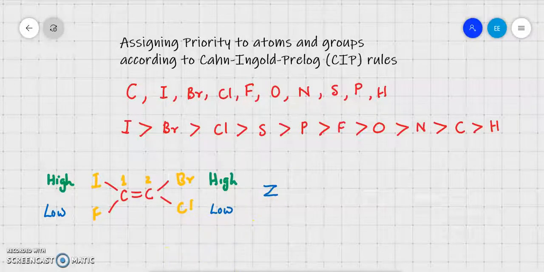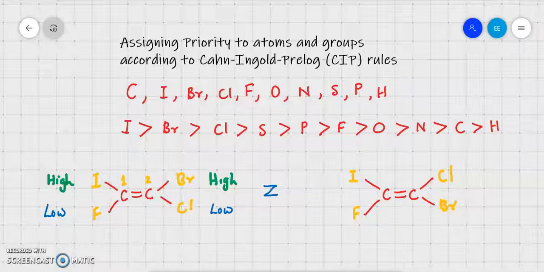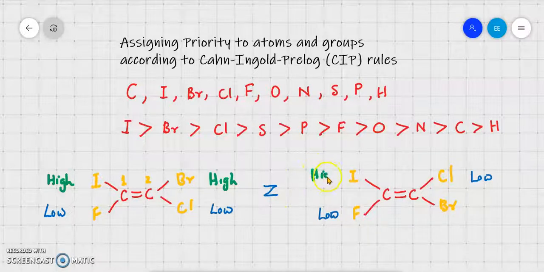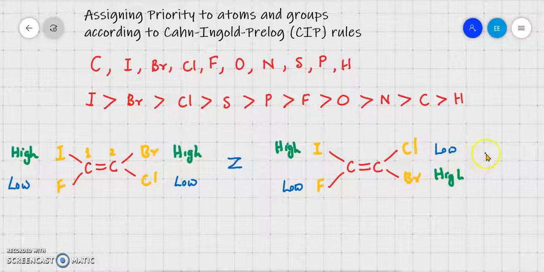If they are on opposite sides, for example, if I have the compound like this, with iodine here and bromine here and chlorine here and fluorine here, then of course the positioning of the priority will be, this is low and this is low, this is high and this is high. In this case, the 2 higher priority atoms are on opposite sides of the double bond, and hence the configuration in this case will be E. So this is how you make use of the priority to assign configuration to geometrical isomers.